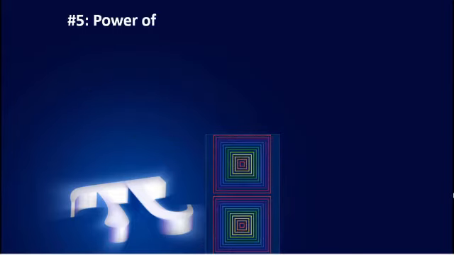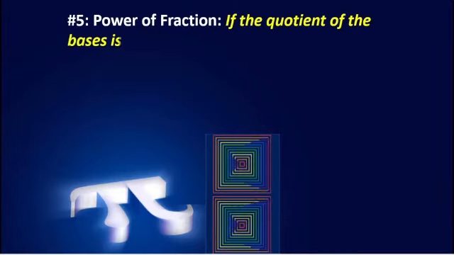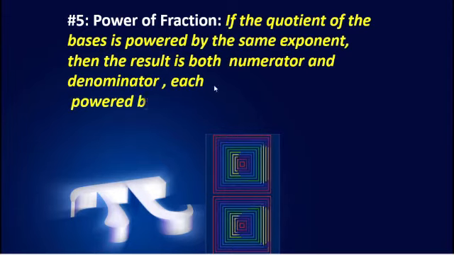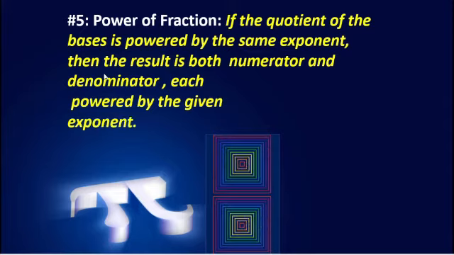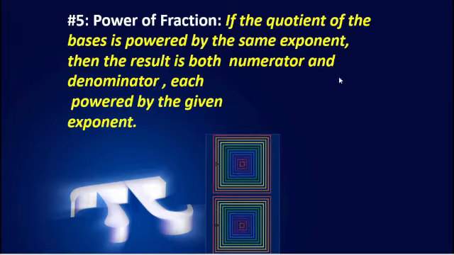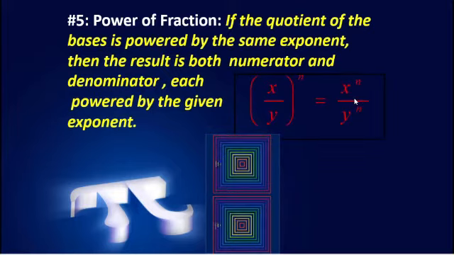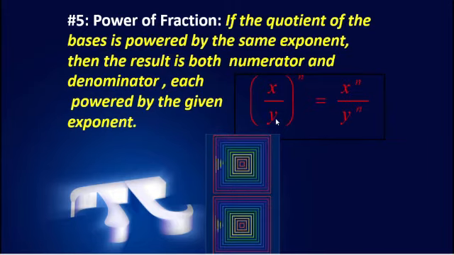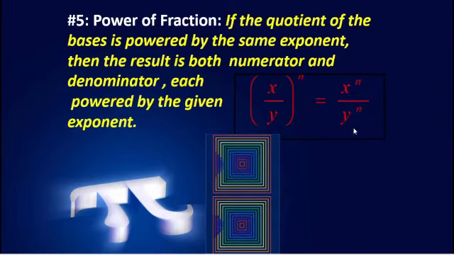So, the next one is the power of a fraction. Yung ibang libro, tinatawag din yan na power of a quotient. So if the quotient of the bases is powered by the same exponent, then the result is both numerator and denominator, each powered by the given exponent. Parehas halos ito doon sa number 4. Pero this time, this is a fraction or division. So kung may element tayo na x over y quantity, tapos may exponent sa labas, i-distribute lang din natin yung exponent sa numerator at sa bawat element ng denominator. So that will become x raised to n all over y raised to n.